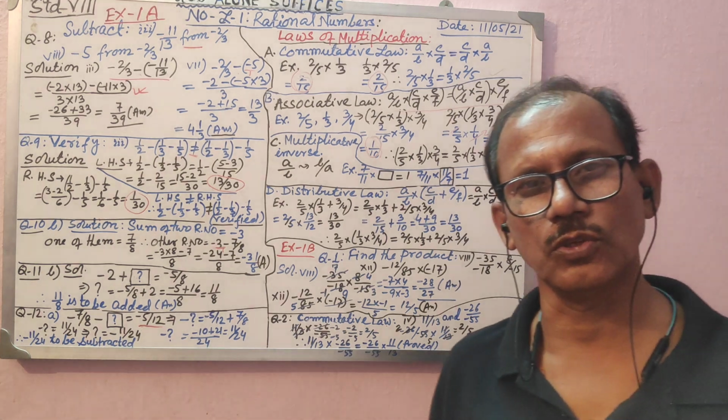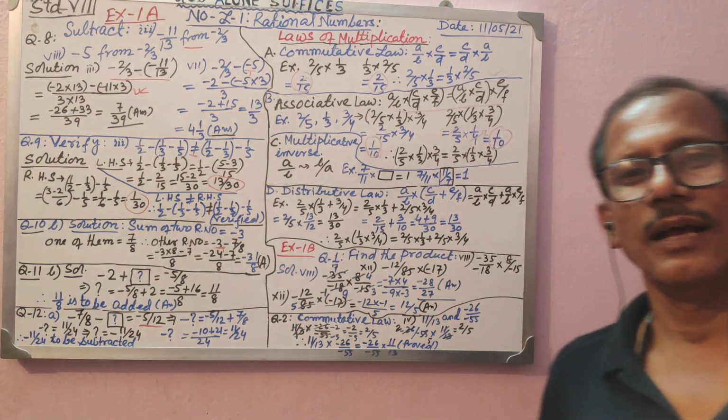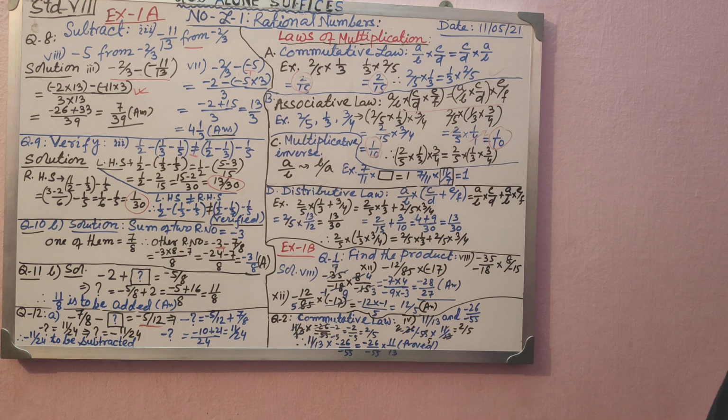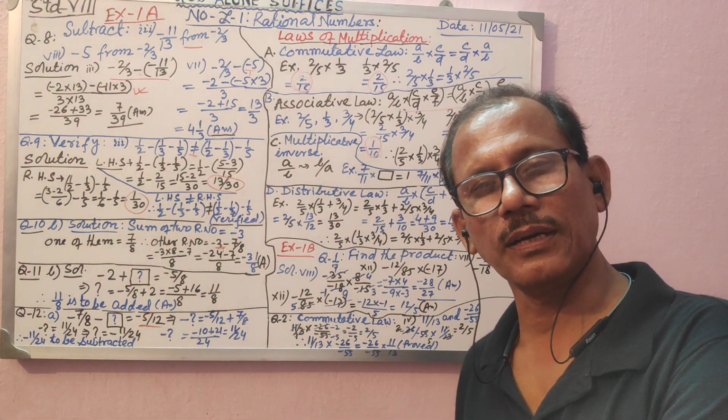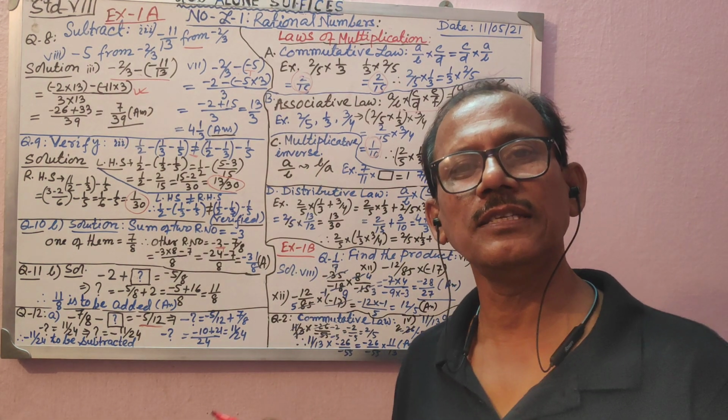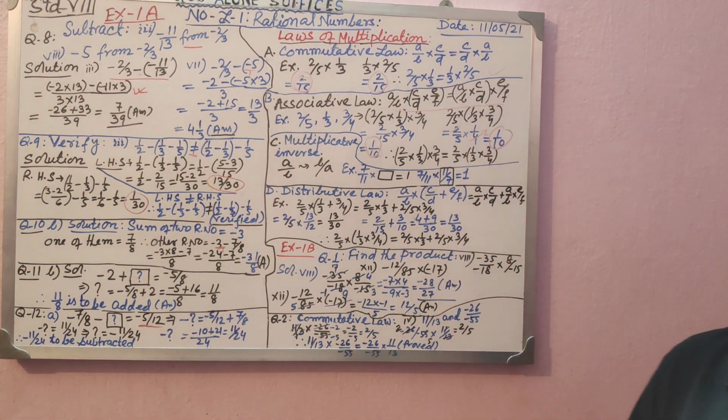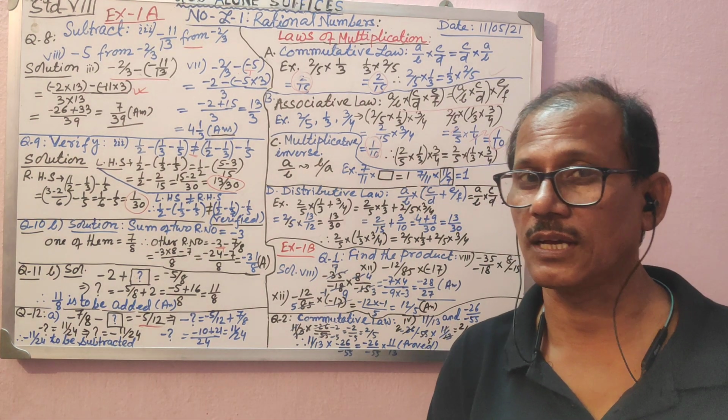0 multiplied by anything is equal to 0. Could you understand? But 0 divided by any rational number will become 0, but a rational number divided by 0 will not be defined. 0 cannot be the divisor. I have said several times in the class, remember.